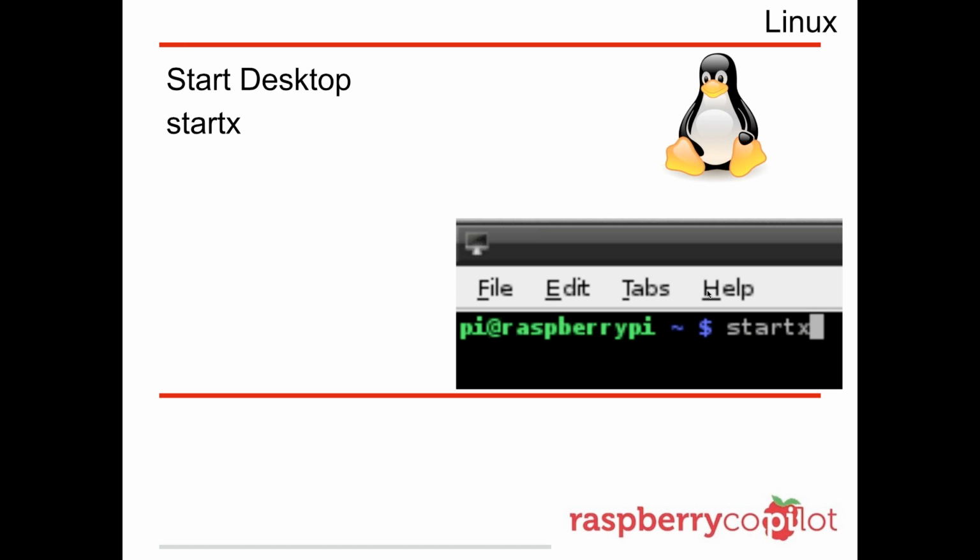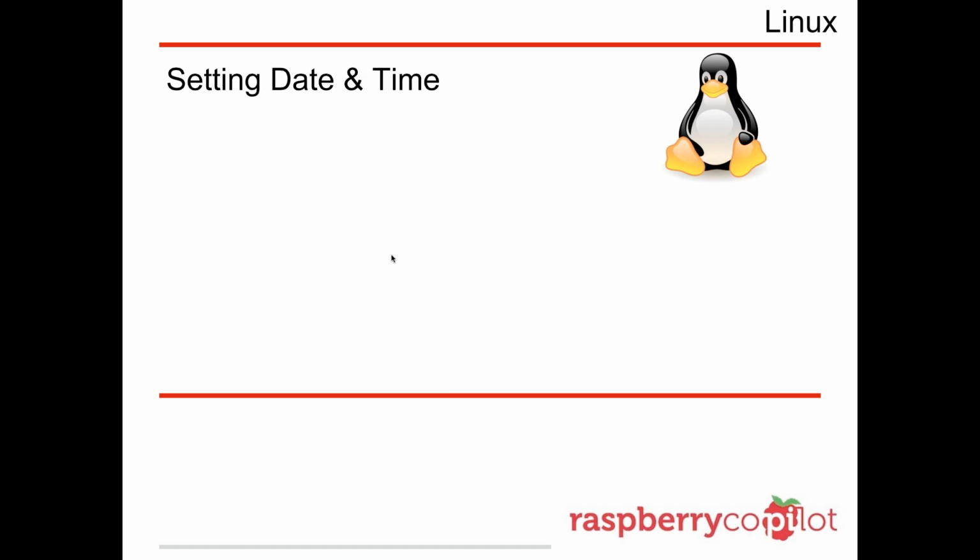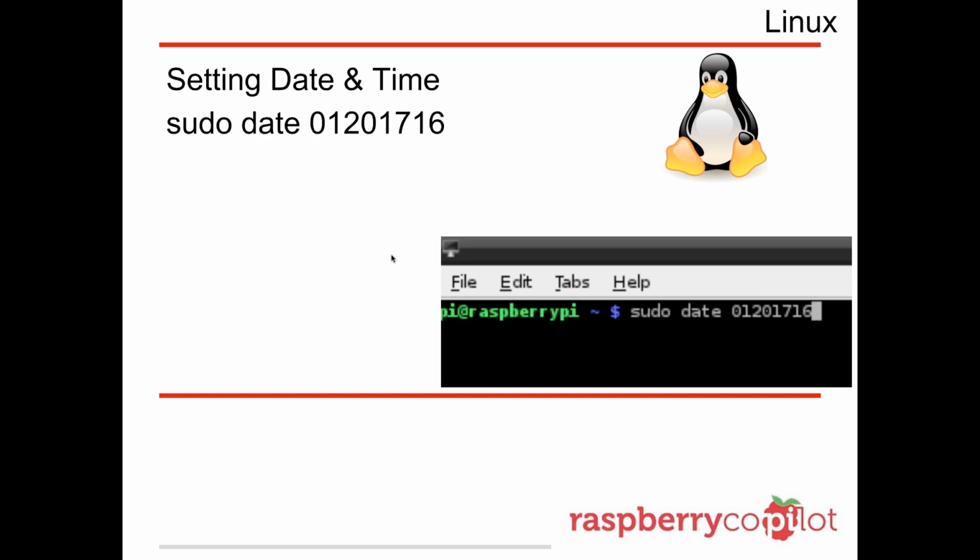Now, the LX terminal is on the home screen of your Raspberry Pi, or under your Start menu is another option. We also went over how to set up your date using sudo date.